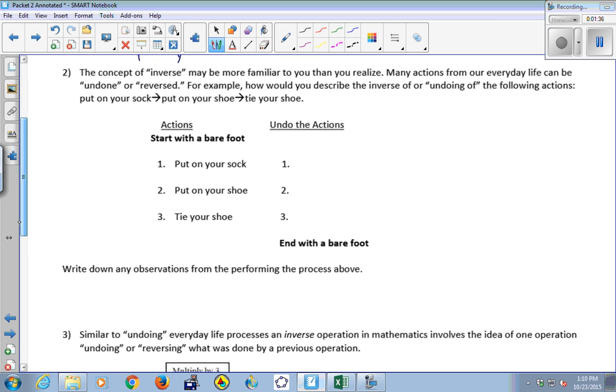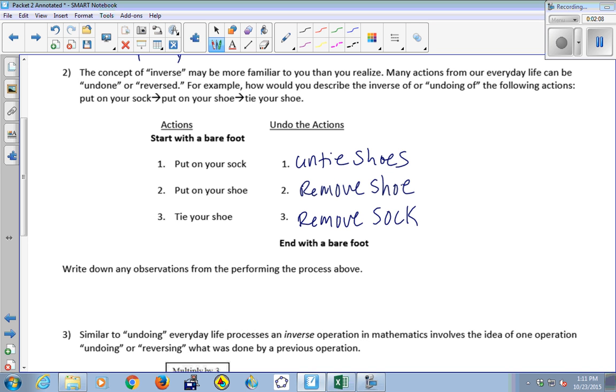So the concept of inverse may be more familiar to you than you realize. So if you start with a bare foot and you put your socks and shoes on, right? You put on your sock, you put on your shoe, you tie your shoe, right? What if you want to undo that? How do you take your shoes off? What do you have to do first? Untie your shoes. Then remove shoe. Then remove sock. Right? And you end with a bare foot.